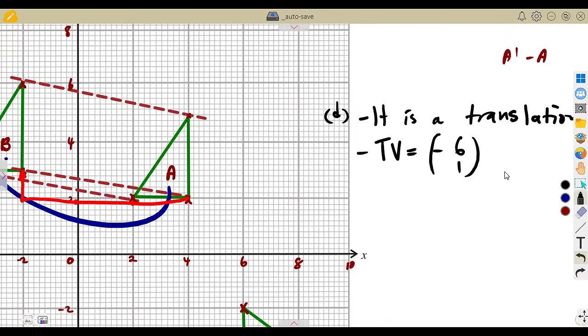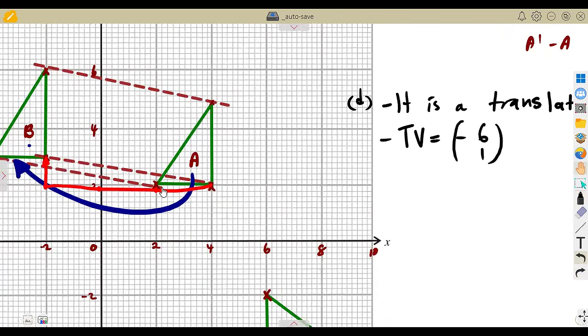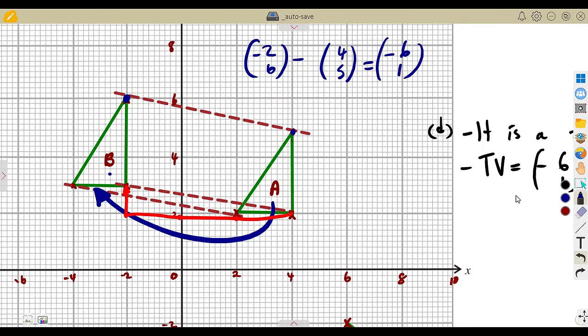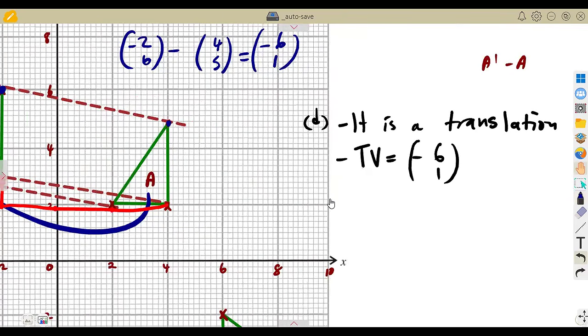Or you can consider points, subtract the points of the image, with points corresponding to each other, image minus object. This point here is the image, -2 versus 6. Minus here, it corresponds to 4 versus what? 4 versus 5. Subtract. -2 minus 4, that is -6. 6 minus 5, that is a 1. So we have got the same vector. Image minus object. That's the translation vector.